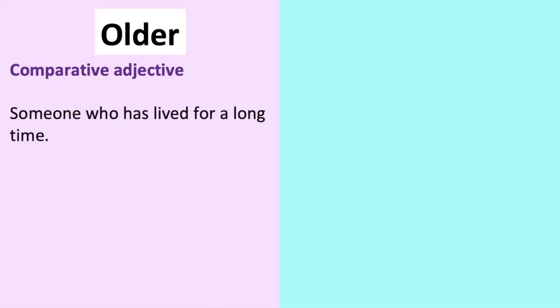Older. This is a comparative adjective. We can use older when referring to a person or a thing. It refers to someone who has lived for a long time, so it's the opposite of younger. For example, Adam is my older brother.